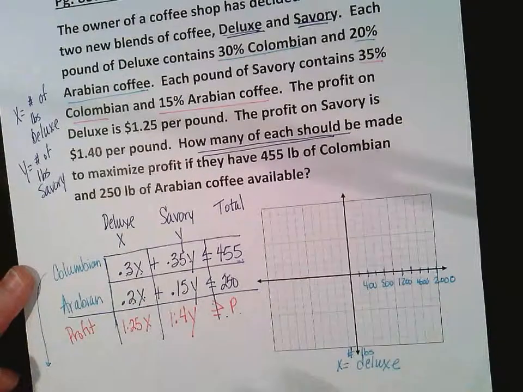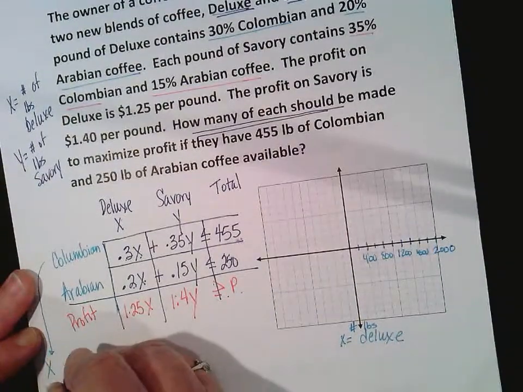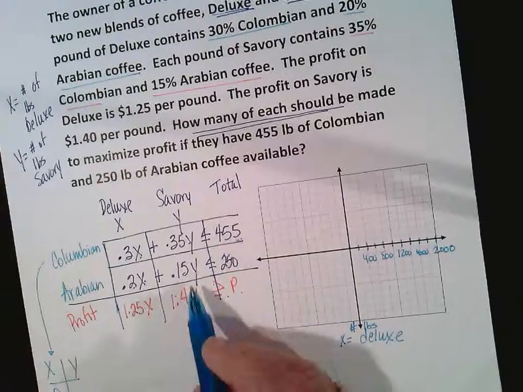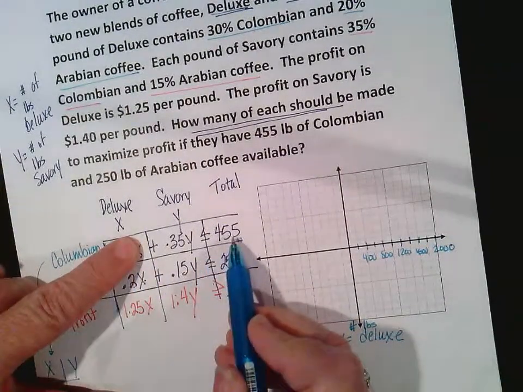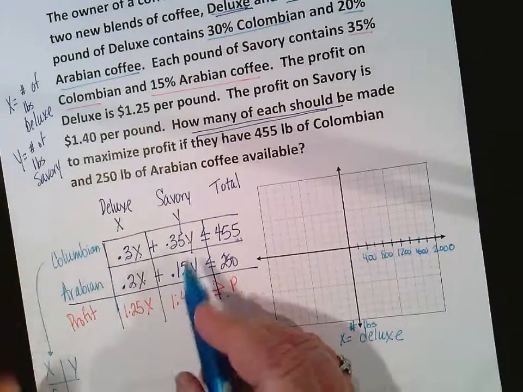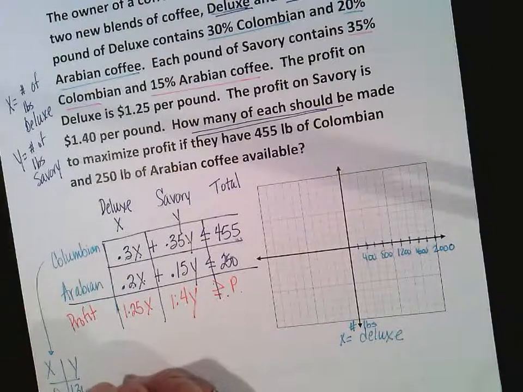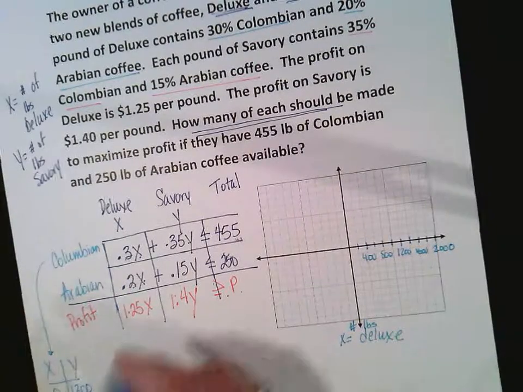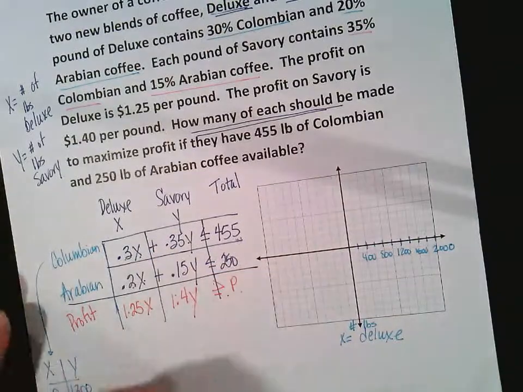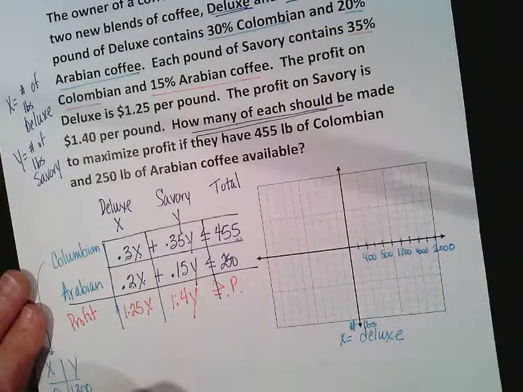So for the Colombian, I need to find my X and Y intercepts. If my X is 0, I'm going to plug in 0 for X. I'm going to take 455 divided by 0.35, and if I do that, I get 1300. So it's going to be a really big number. If I plug in 0 for Y, I'm going to take 455 divided by 0.3, and that's 1,516.7.